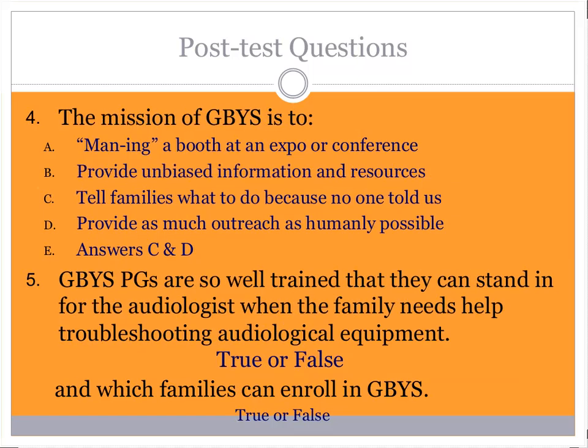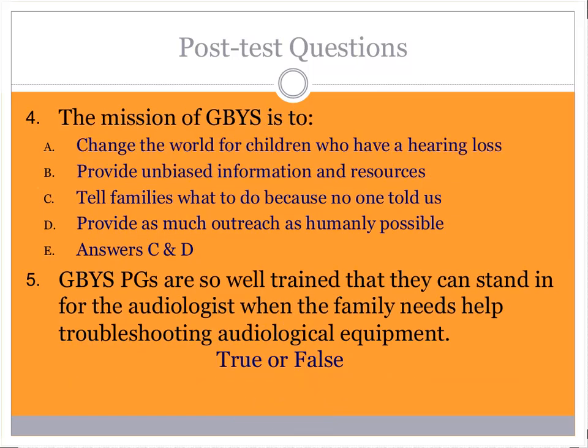Number 4, the mission of GBYS is to: A, change the world for children who have a hearing loss; B, provide unbiased information and resources; C, tell families what to do because no one told us; D, provide as much information or outreach as humanly possible; or E, answers C and D.